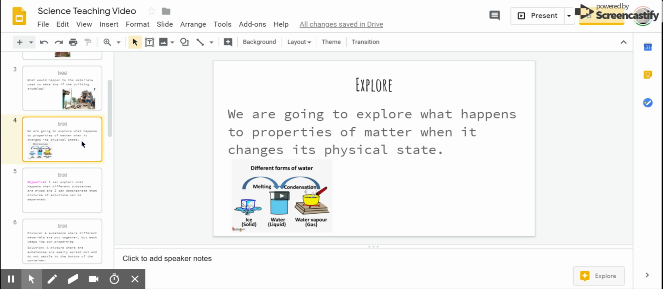So now we're going to explore what happens to properties of matter when it changes its physical state. In previous lessons, we've learned that matter can change its properties. Some matter can go from a solid to a liquid to a gas, and repeat that cycle as many times as it can. Some substances cannot, but we are talking about substances that do change its physical state today.